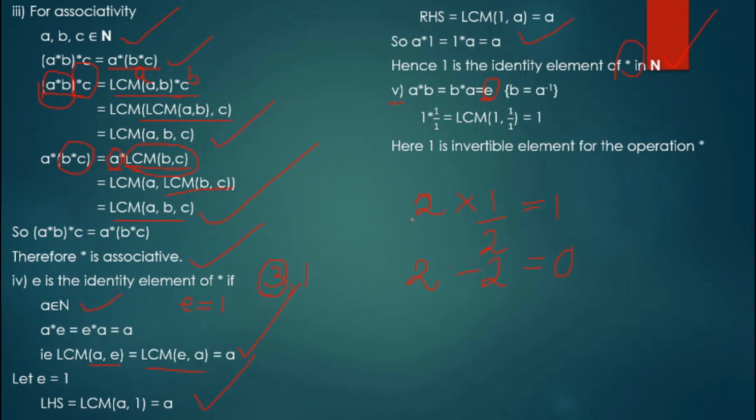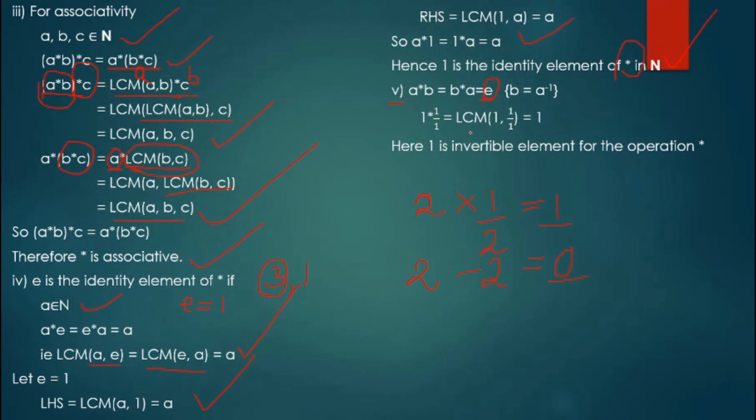Okay, so if 2 is A, the multiplicative inverse will be 1 by A for multiplication, and the additive inverse of A will be negative A. So what will be our E for multiplicative inverse? 1, and for additive inverse E will be 0.